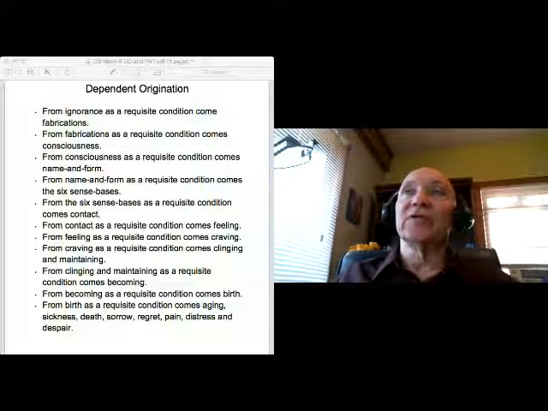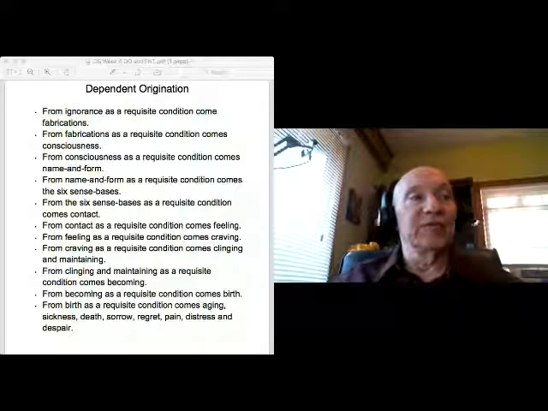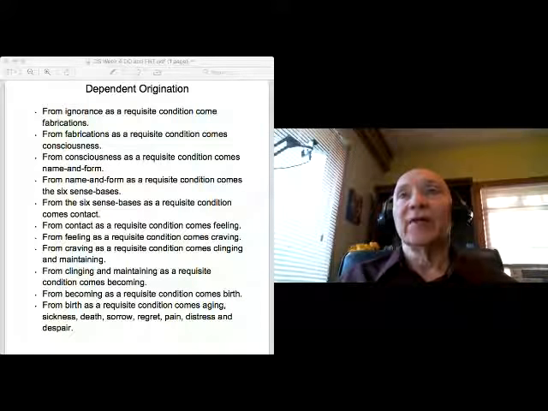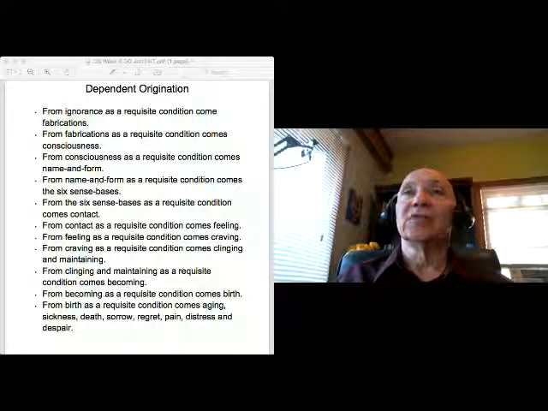But it states that from ignorance as a requisite condition, as a dependency, comes fabrications. And so the first thing that arises from ignorance of the Four Noble Truths is mental fabrications, or thought constructs about how we view the world. But now remember that it is rooted in that initial ignorance. So anything that follows from ignorance will not have a clear view or will be ignorant of what it's observing.